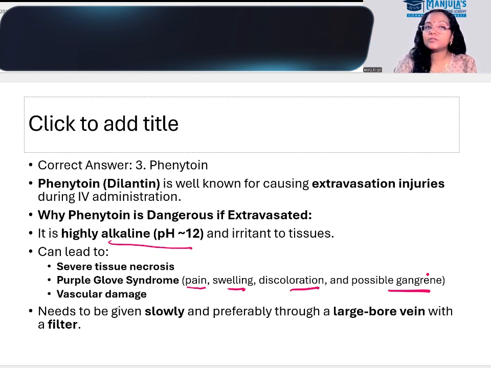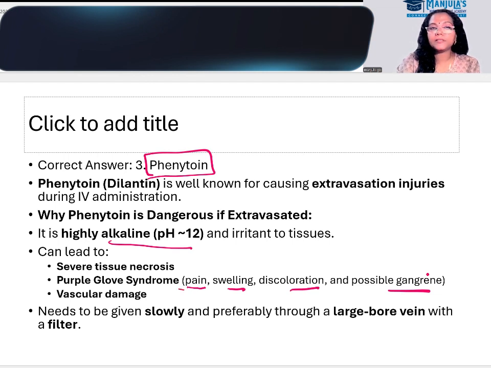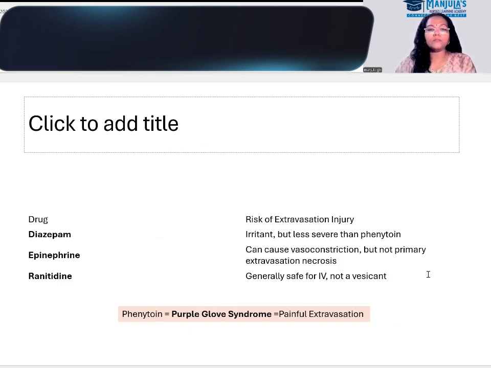And it will also lead to vascular damage. So you must be very, very careful when you are administering phenytoin because it can lead to purple glove syndrome. So give it slowly through a large bore vein with a filter. That is the best way to administer phenytoin. Very slow IV, through a large bore or bigger vein, and also with a filter. So this is how you can remember: phenytoin will cause purple glove syndrome and painful extravasation.